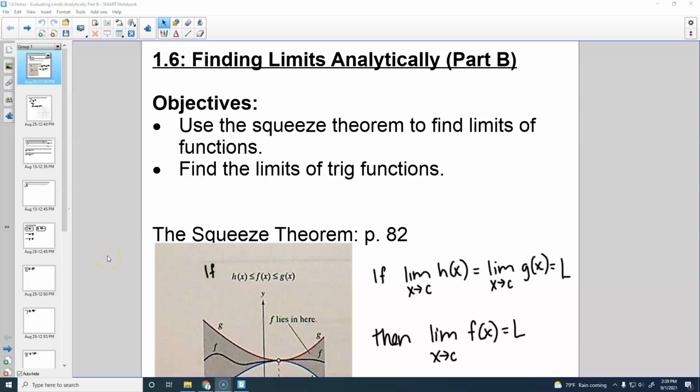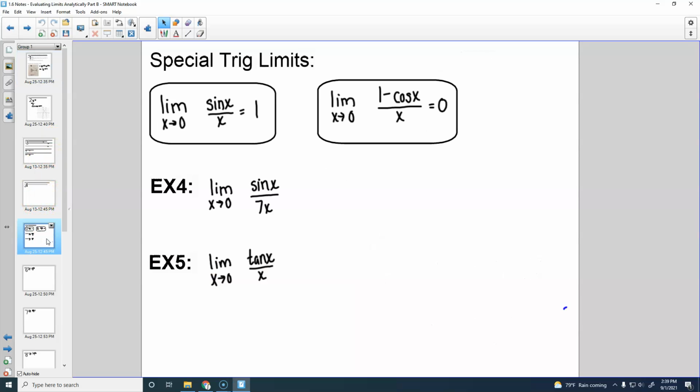The squeeze theorem stuff, I'm going to do that later. Okay. So that is your first page. That's your first 4 slides. There. So skip over to the one that says second page where it says special trig limits. That's on the back of the first page.